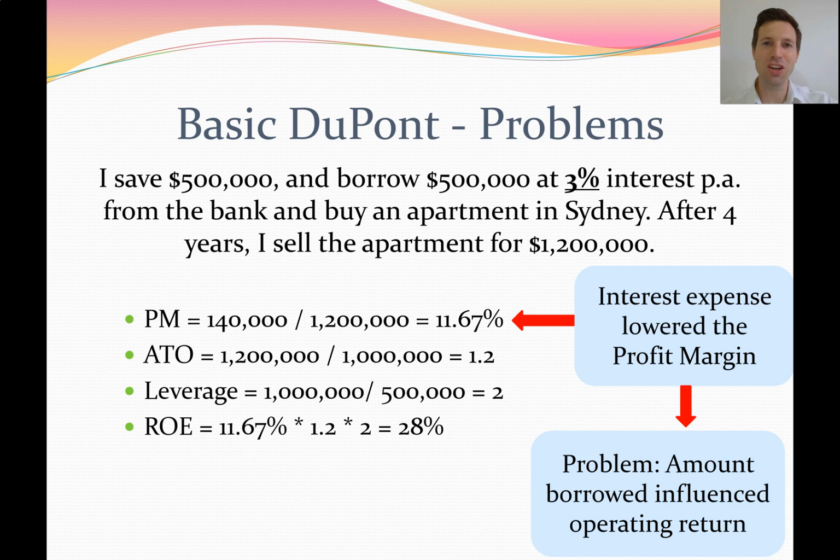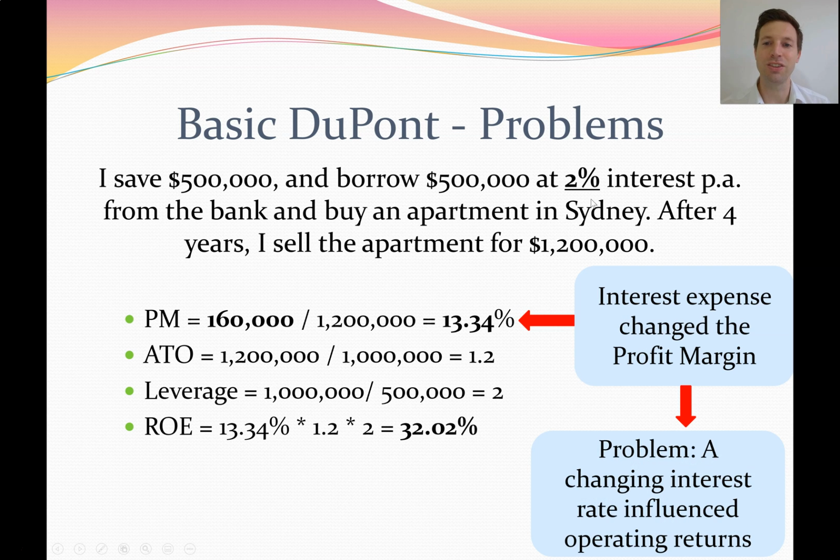If I then change my financing decision, if I'm able to refinance the loan instead of at 3%, we have another example here where the interest rate has dropped to 2%. My profit margin relative to the prior example will increase because I have to pay less interest expense. So a financing decision here has changed my profit margin, which we would like to think of as an operating kind of ratio. And then my return on equity has also increased here.